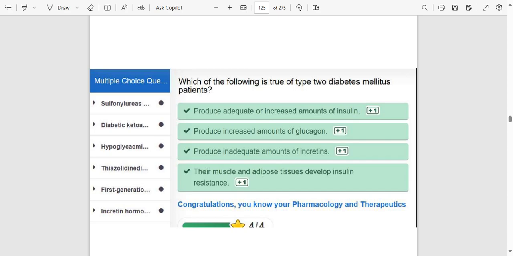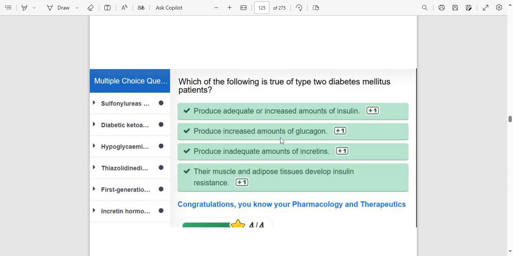How is that option? Or maybe I've not gotten it properly. Produce, okay, it's true, isn't it? Thank you so much. Insulin is fine, but the cells that are supposed to use the insulin are the ones not fine.